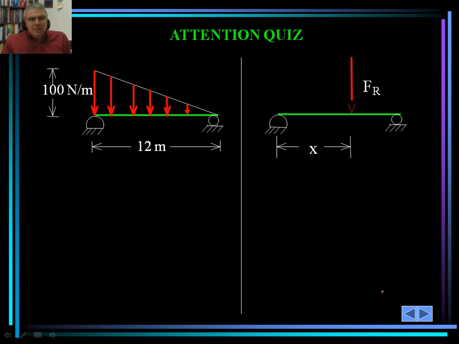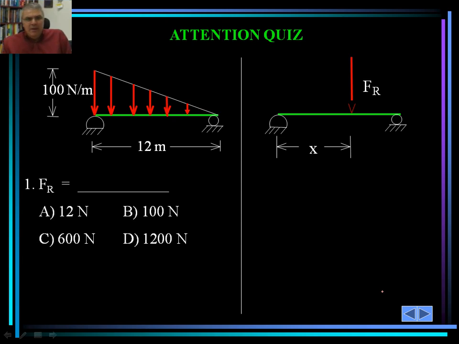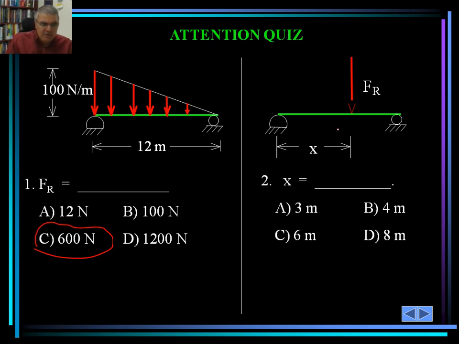Okay, and attention quiz. In this case, we would like to find F sub r. What would be F sub r in this case? Again, 12 times 100 divided by 2. Simply, it's going to be 600. Again, I just did a mental calculation. You can grab your calculator and do that, and you would get the same result.